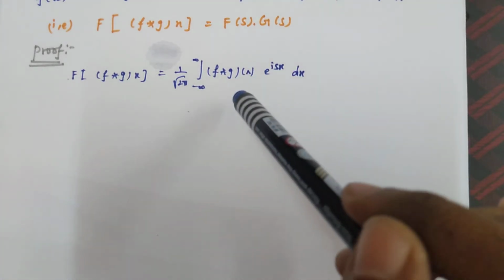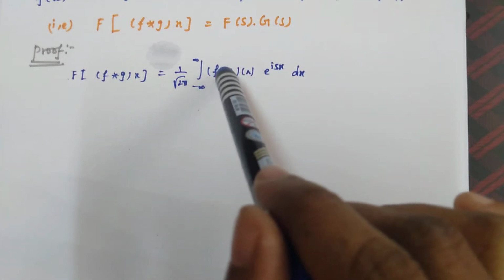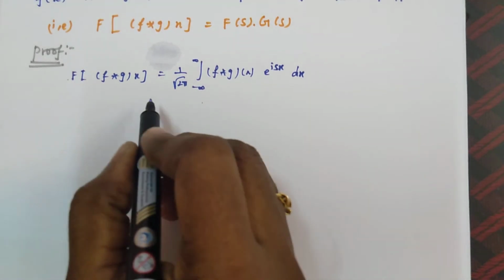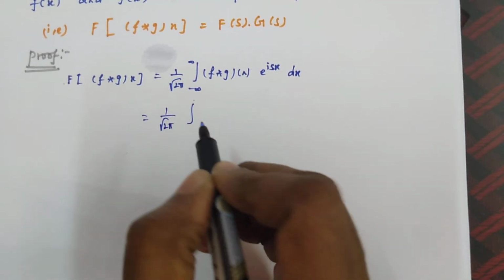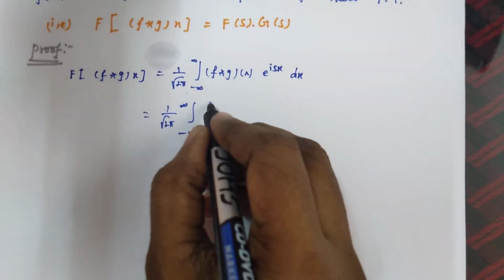The next step is to apply the convolution result here, because here we have written f star g, and f star g is nothing but the convolution. So this is equal to 1 by root 2 pi integral from minus infinity to plus infinity.